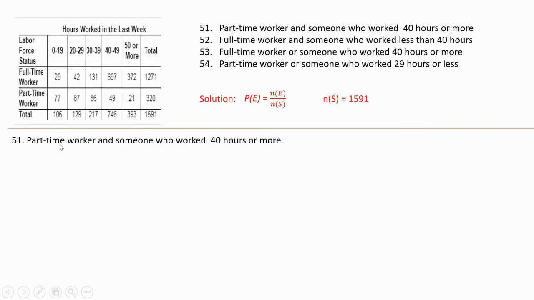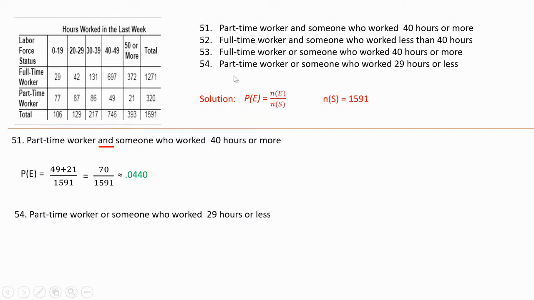So it says here, guys, part-time worker and someone who worked 40 hours or more. So we go here to part-time worker and someone who worked 40 hours or more, it's going to be these two right here, guys. These two work 40 hours or more, that's what it means. So it's going to be this one here, part-time workers, 49, because these two work 40 hours or more. That's why it's 49 plus 21, which gives us 70 over 1591. It's going to be 0.0440.